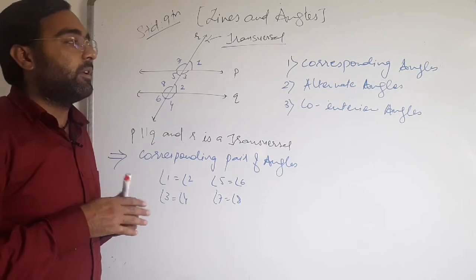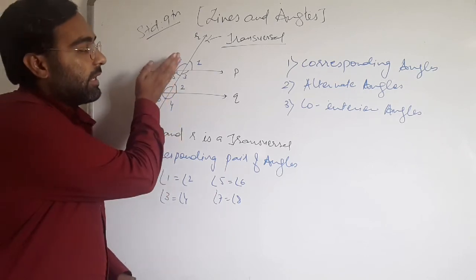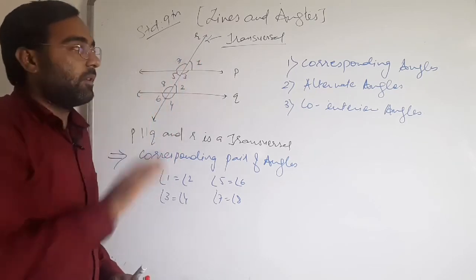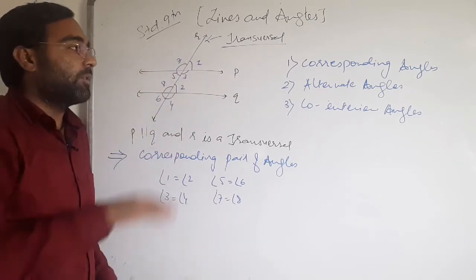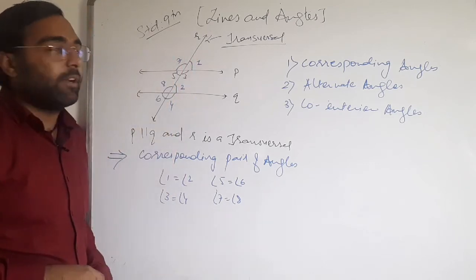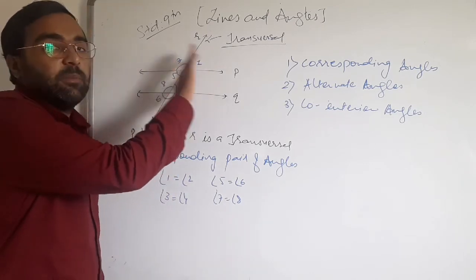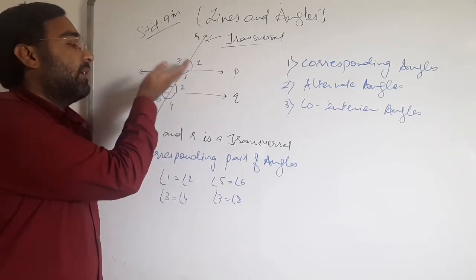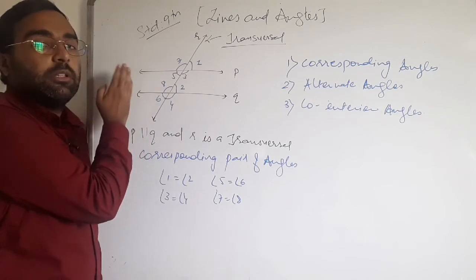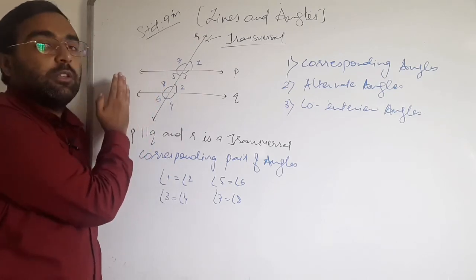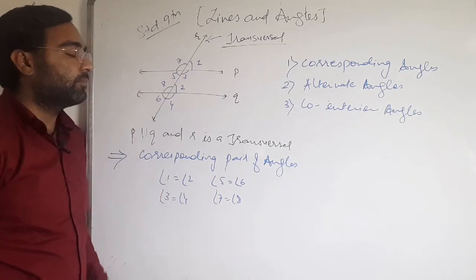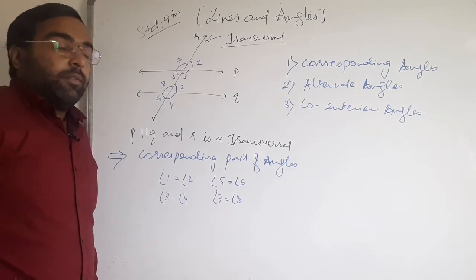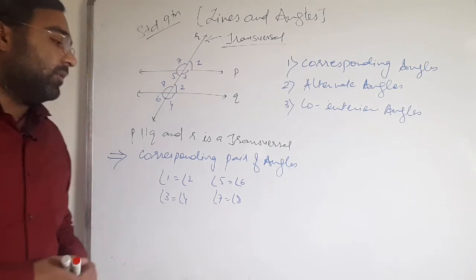How to specify corresponding angles? Corresponding angles are shown on the same side. Now 1 and 2 are on the same side, 3 and 4 also on the same side, 7 and 8 are also on the same side, and 5 and 6 are also on the same side. Now wait for the alternate angles.